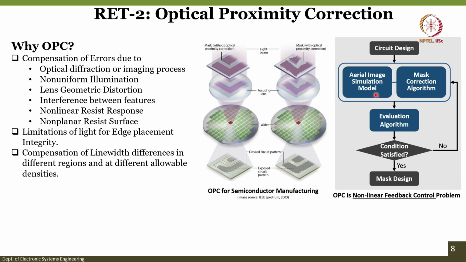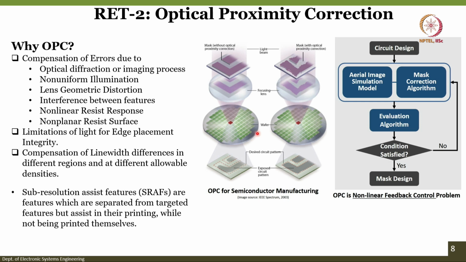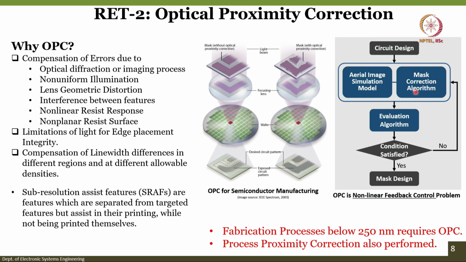You do this and evaluate the algorithm, if it is satisfied, great, your mask design is done. So, this is like a prior step before loading the mask, and you have to add some additional features called SRAFs, sub resolution assist features, which are not actually a part of your design, but you have to use them and that will help in getting the desired design. How do we do that? I will show, but prior to that, fabrication processes below 250 nanometer use OPC, optical proximity correction. There is something called process proximity correction as well, we will come to that.